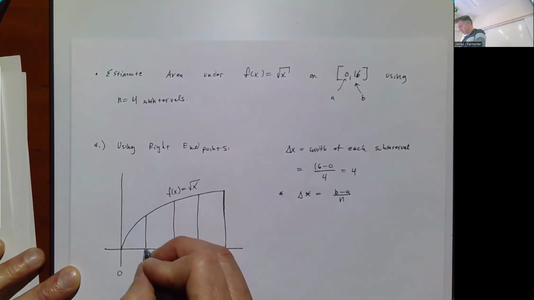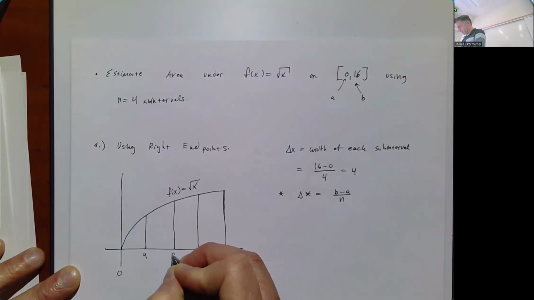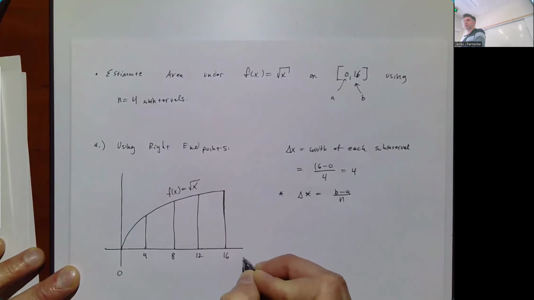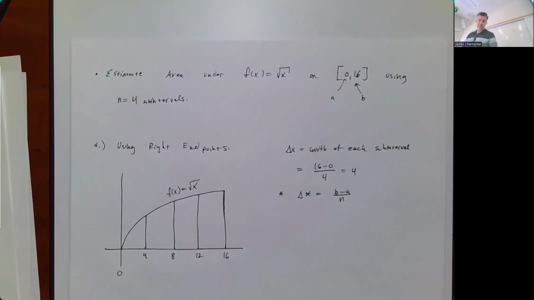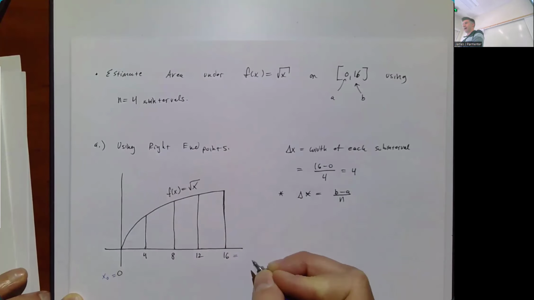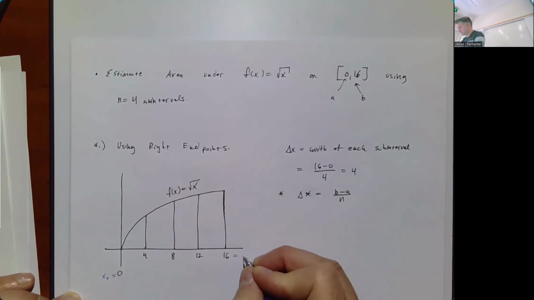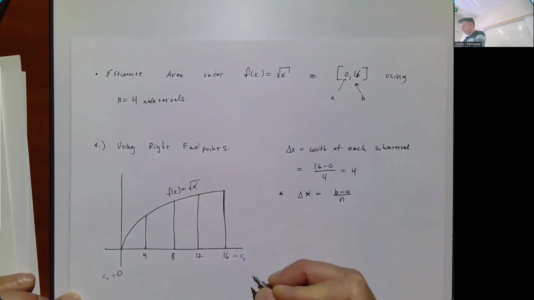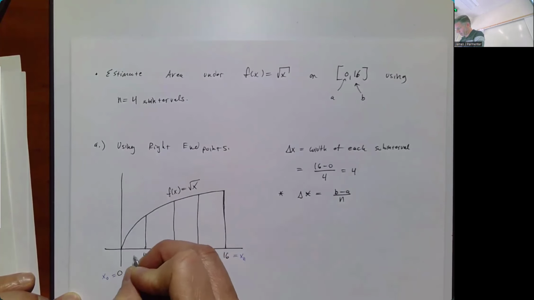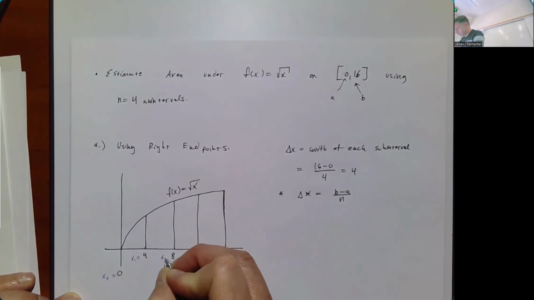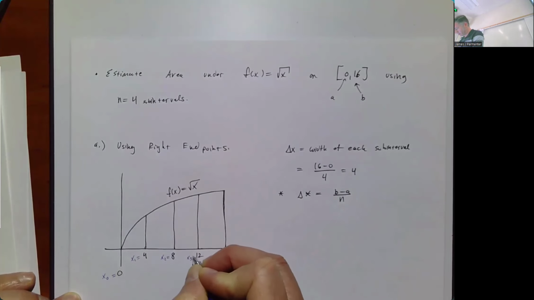So my next endpoint is 4. My next endpoint is 8. My next endpoint is 12. And my last endpoint is 16. The labeling here is important. I can't use this blue pen. The leftmost endpoint is always going to be x sub 0. The rightmost endpoint is always going to be x sub n, which in this case is x sub 4. And then we just index up. This is x1, x2, and x3.